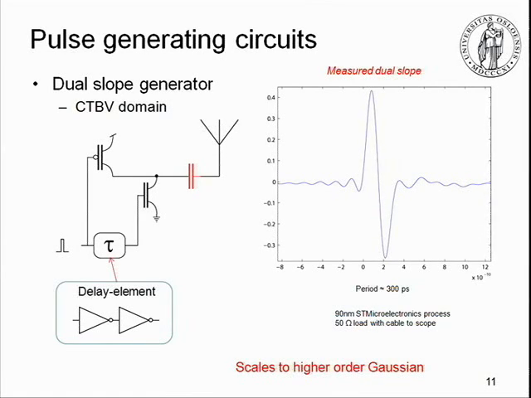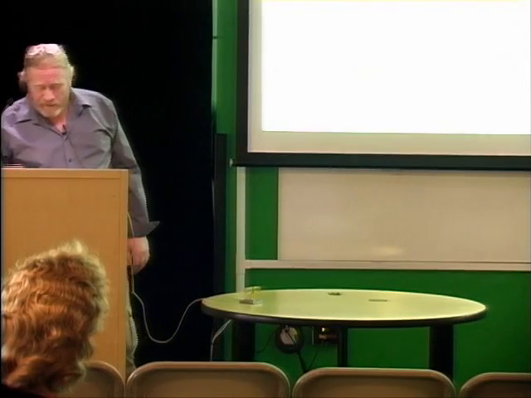And this is actually measured pulses. You can see it's about 0.8 volt peak to peak. It's the first derivative of a Gaussian. You can also see how it works: first I pull up, and then I pull down after a short period, which is given by this tau.